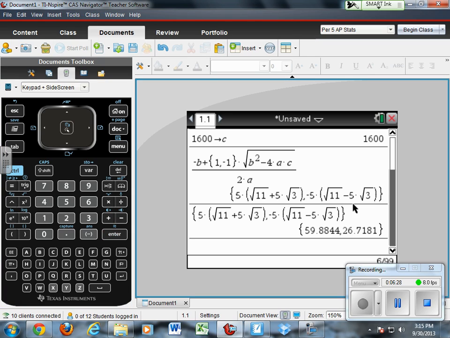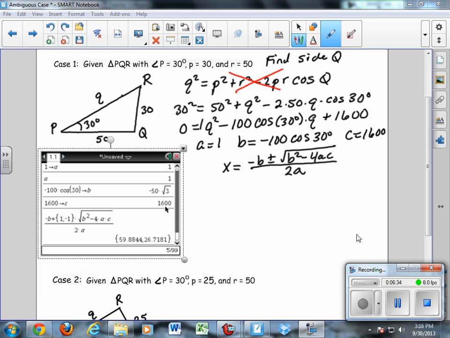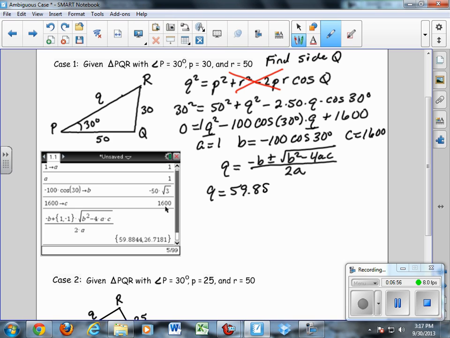And I think I'm going to go back up here. I want to copy something. Okay, I copied my work here so that I could bring it back over here. So this tells me that x, and I put x, and I really shouldn't have put x. I should have put q because really that's what I'm solving for in my equation here. So q is either equal to 59.88 or 26.71. Now how can that be? How can I get 2 different answers for q?